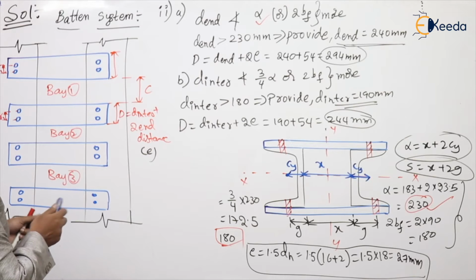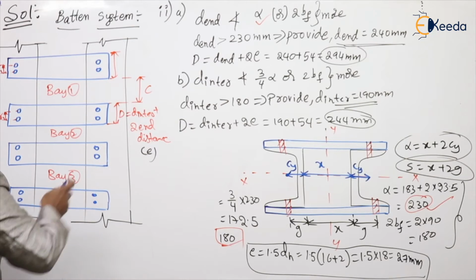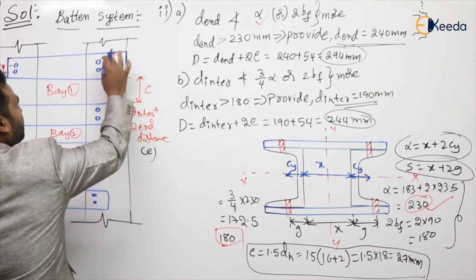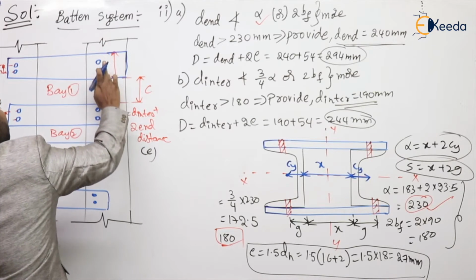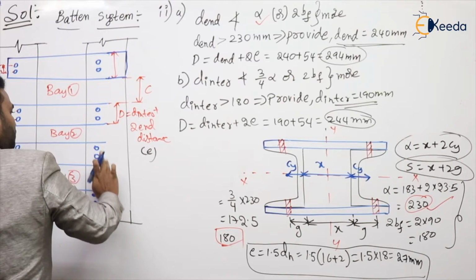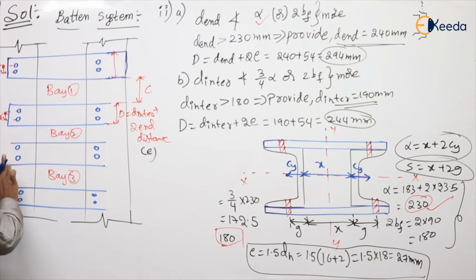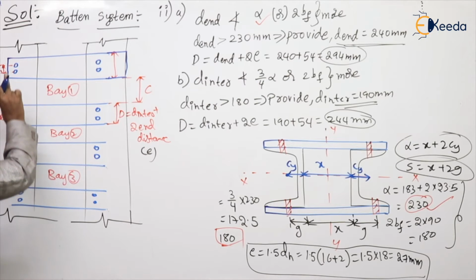Okay, here in the diagram there is a small correction. Here the batten should be provided up to the end. Okay, small correction in the diagram. Then our calculations will be simple, or else it will be somewhat lengthy.